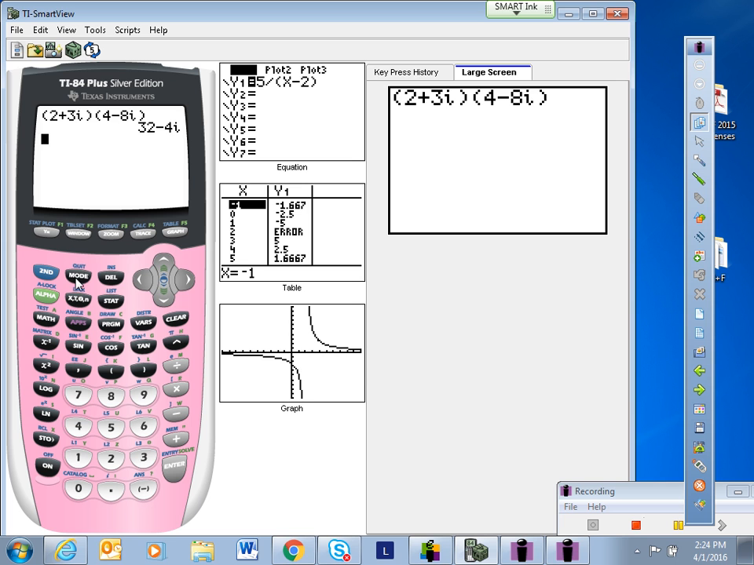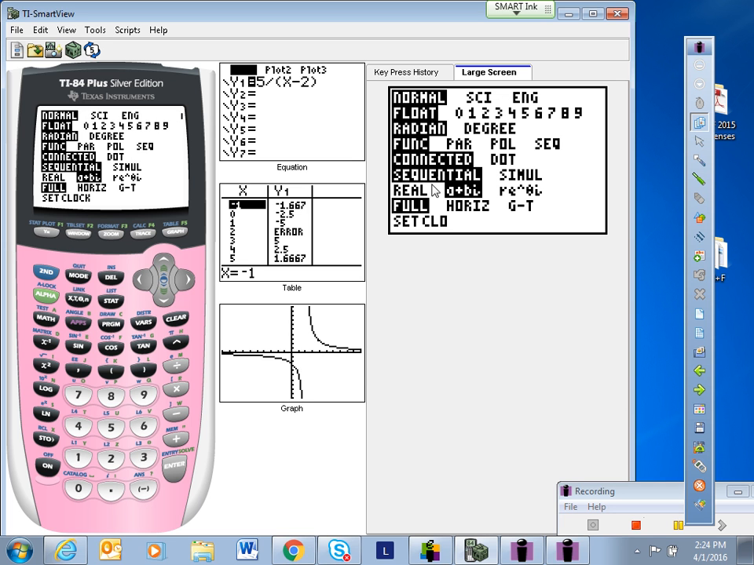There is a mode on your calculator, and it is this a plus bi. You can put it in that, so it'll give you the answer in that form. All right? Real numbers, imaginary numbers.